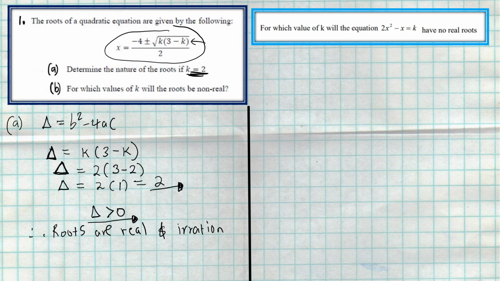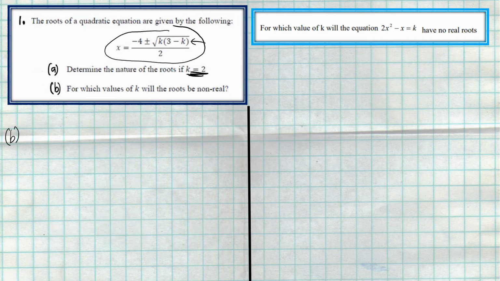Real and irrational. So this is the nature of this root. Or someone can just end up saying real only, because it had only 2 marks. So that's it. Let's go to B now.